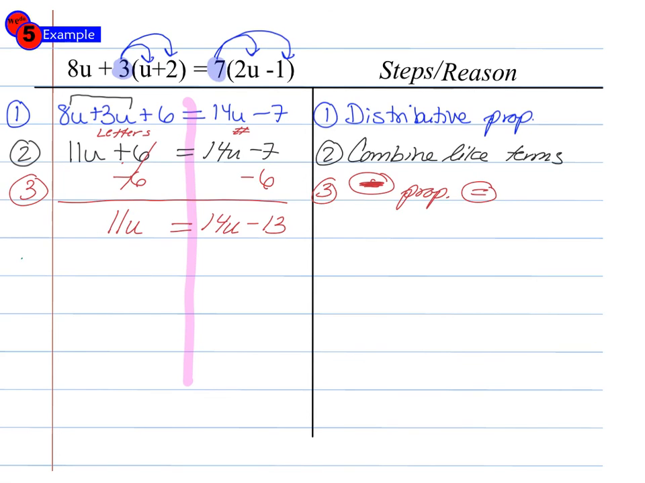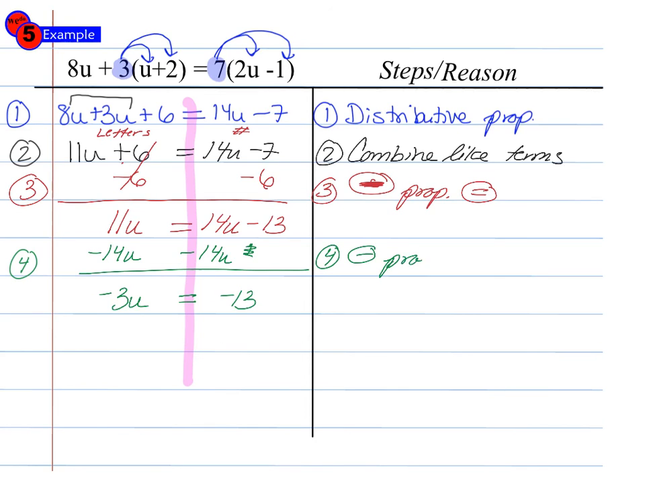Okay, next step, step 4. I'm going to subtract the 14u from both sides. And that will give me negative 3u, and negative 13. And since I subtracted from both sides, again, it's the subtraction property of equality. And last step, step 5, divide both sides by a negative 3.